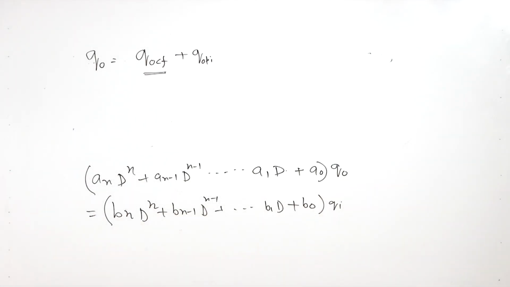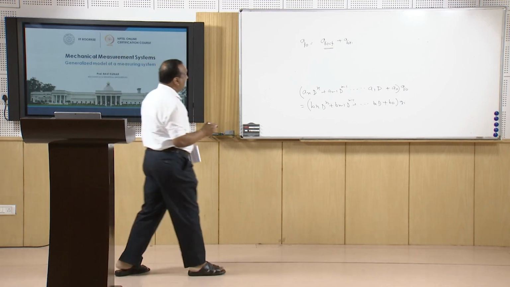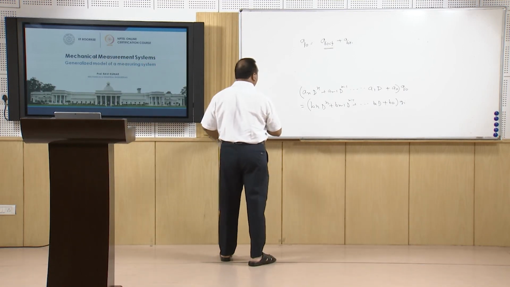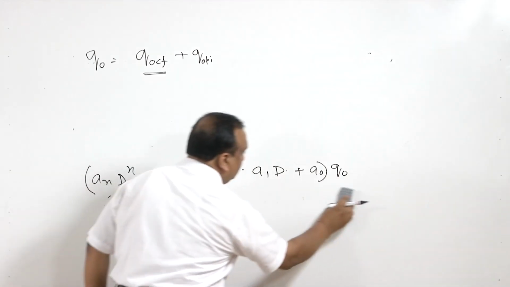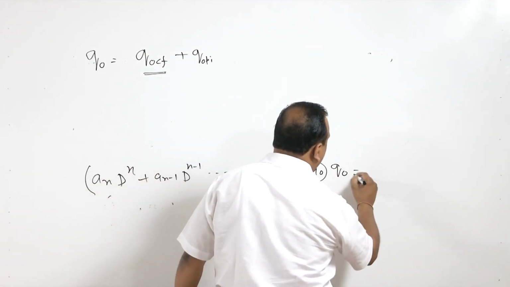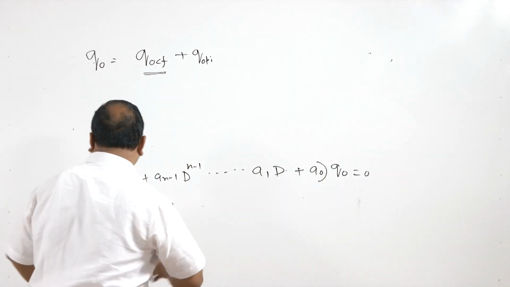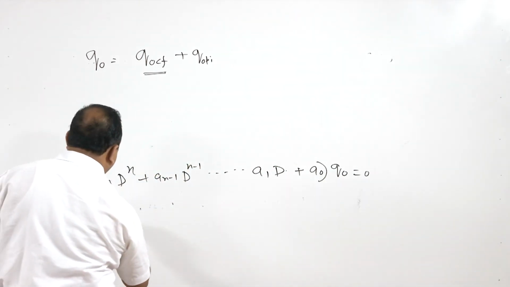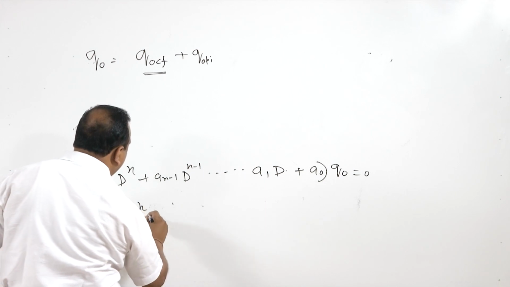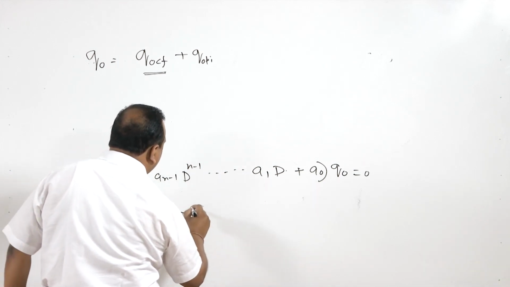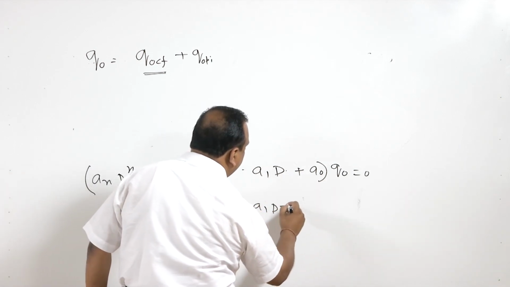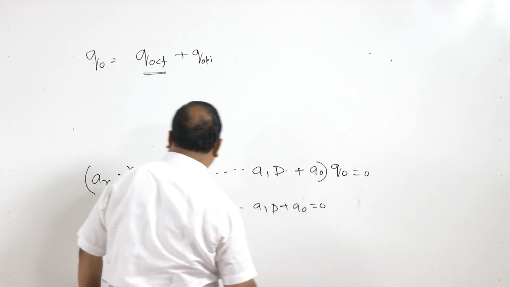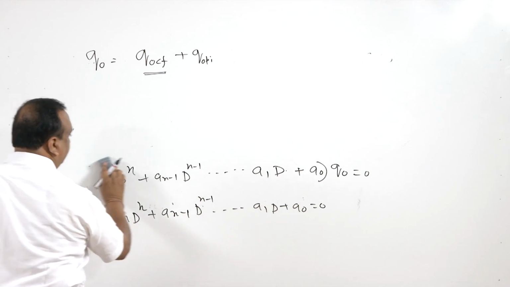And when we start the complementary function, we can take this equation, this one can be taken as 0, or we can say that a n D raised to power n plus a n minus 1 D raised to power n minus 1 up to a1 D plus a0 is equal to 0. We'll rub this off.